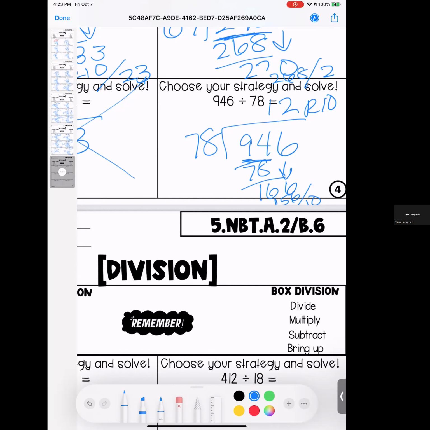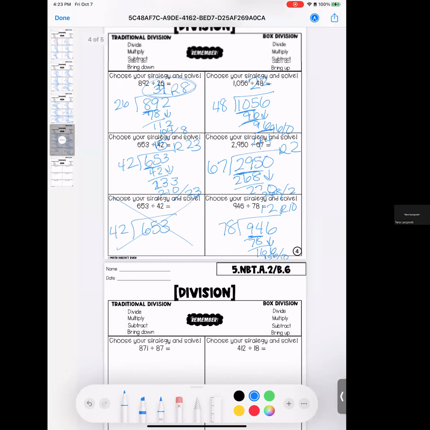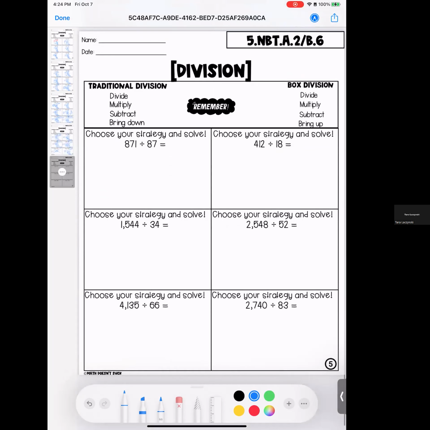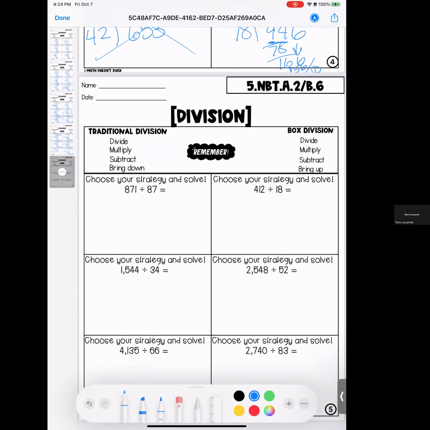We have one more page, but that is the end of this page. You can go ahead and stop your video. If you are ready for final page number 5, then here we go. I'm going to adjust my screen down since this is our last page.